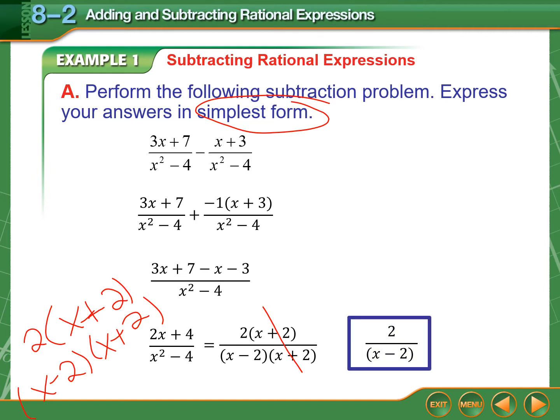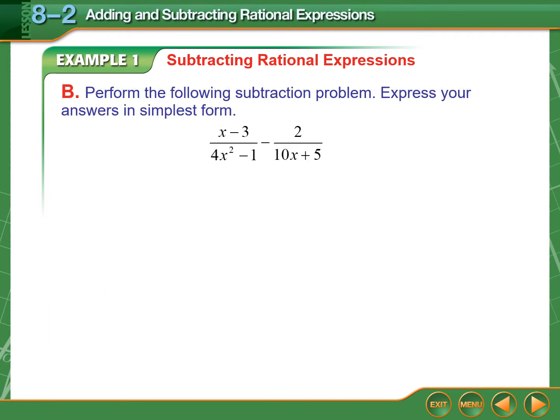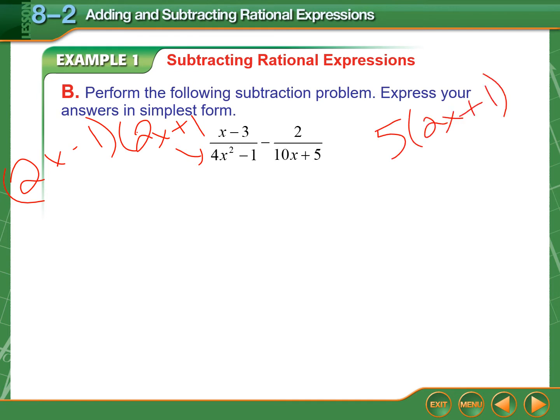All right, so let's go to B. Now we don't have denominators that are the same, so we want to do that first. That 4x squared minus 1, you should recognize it. That should be a difference of squares, so we know that should turn into 2x minus 1 times 2x plus 1. Then the 10x plus 5, what is shared there? I hope you say it's a 5. So that would be 5 times 2x plus 1, which is what I'm hoping.